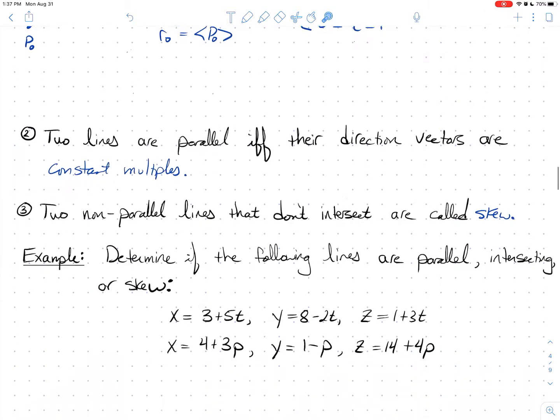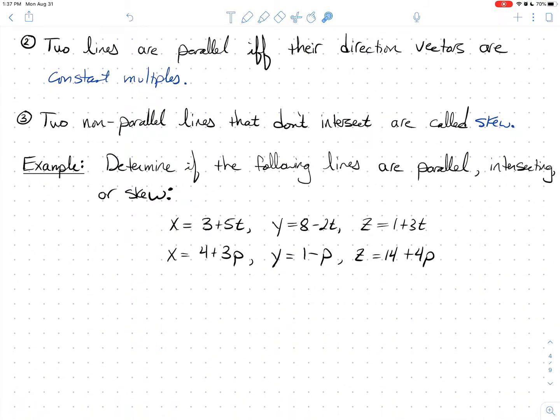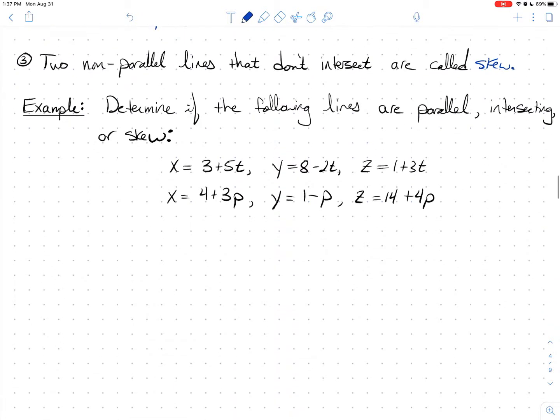So let's determine if the following lines are parallel, intersecting, or skew. And so first off, notice that I've used a different variable for each line. That's important. So the first line is all in terms of t. The second line is all in terms of p. If you use the same variable, bad things can happen to you. All right, so let's ask ourselves, are these lines parallel? And to see that, I need to be able to write down the direction vector of each line. So why don't you pause the video and see if you, without doing hardly any work at all, can write down the direction vector for the first line and then for the second line.